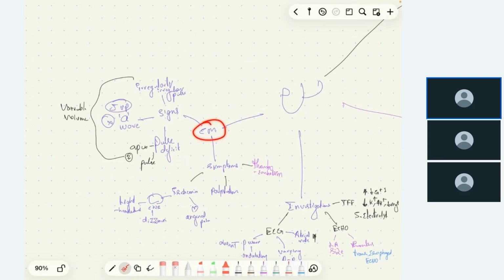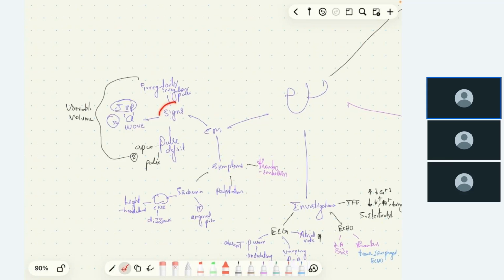We have symptoms. The symptoms are ischemia related, that is CNS and heart related: lightheadedness, dizziness, and anginal pain, palpitations, and manifestations related to thromboembolism. Let's see what are the signs that we see in case of atrial fibrillation.